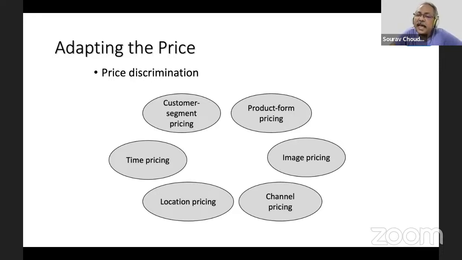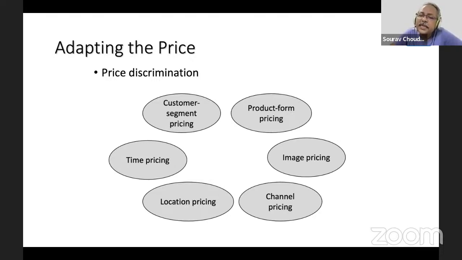Product form pricing. Think about the same product, a 2-liter bottle of water and a 25-liter bottle of water. The 25-liter bottle costs you 40 rupees, and the 2-liter bottle sometimes costs you 60 rupees. So the same product in different forms, that is different sizes, is at different prices. Image pricing is when you put the same product under different names which have different images. Sometimes the same perfume in a bottle with a very premium brand name, you sell at a very high price. The same perfume in another bottle with a common brand name, you sell at a lower price. Image pricing.